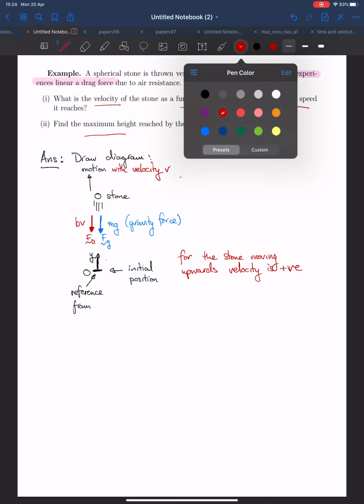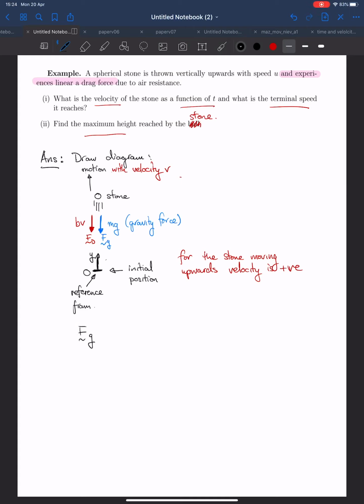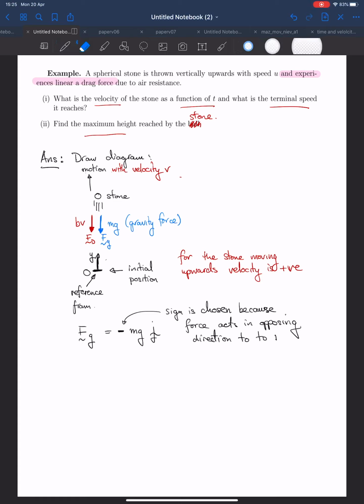Okay, so what are these forces? Fg is of magnitude mg, and I use the vector j, but it acts downwards, so we need to supply this with a minus sign, as we've done in similar examples in the past, where this sign is chosen because the force acts in the opposing direction to positive y. Okay, positive y direction. So this was our gravity force.